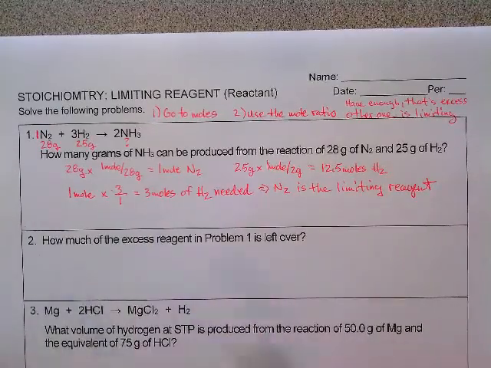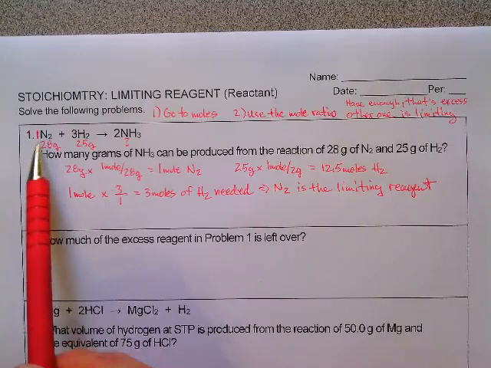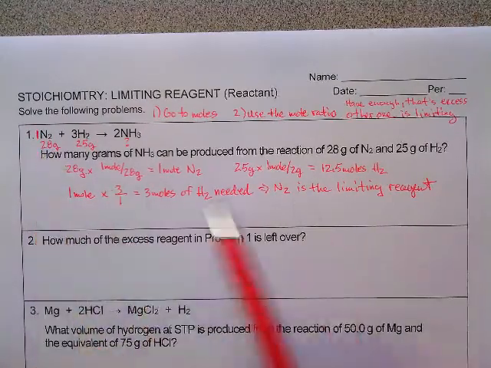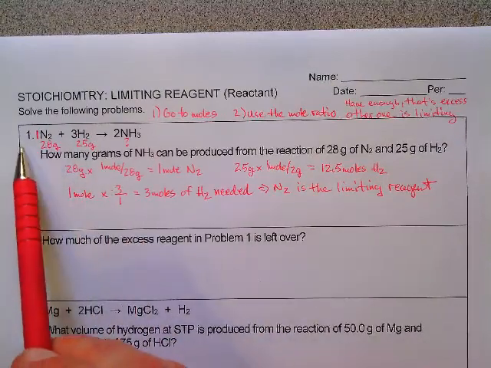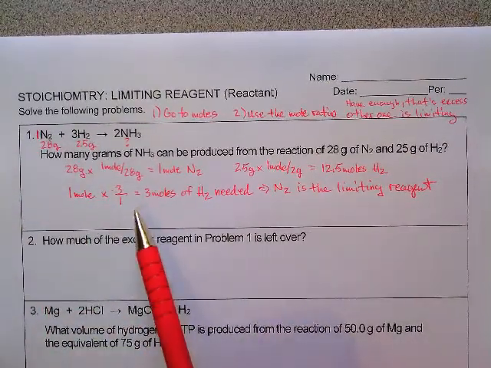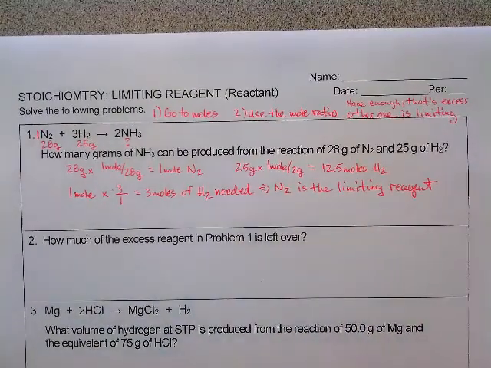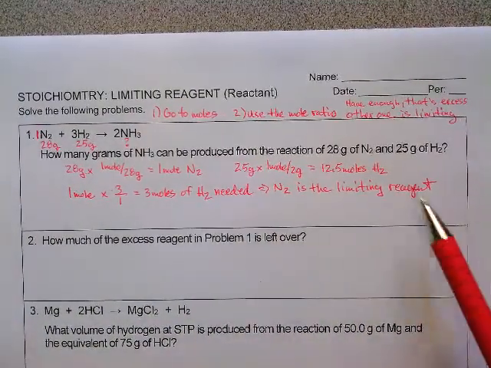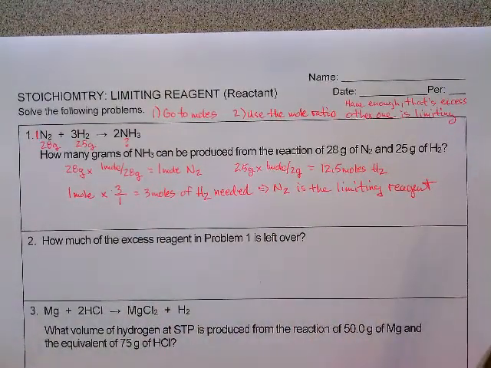Now, you can do this either way. I could have started with the hydrogen and gone back to the nitrogen to see how much nitrogen I would need. If I'd started with the 12.5 and then done a mole ratio of 1/3, because now I'm going the opposite direction, then I would have needed about 4 moles of nitrogen. I don't have 4 moles, so again, the nitrogen would have come out limiting.